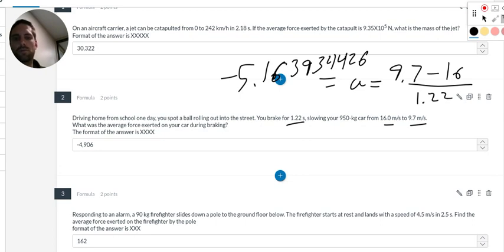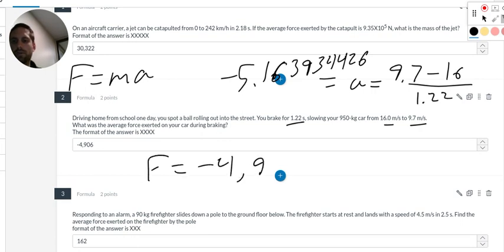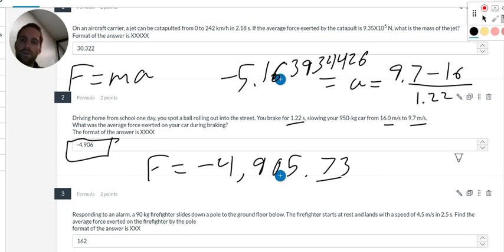So type in all the numbers, and then I'm going to multiply that by my mass, because F equals ma. So times that value by 950, I should get negative 4,097.06, and it looks like I want no decimals here, so I round that. That's going to be newtons.